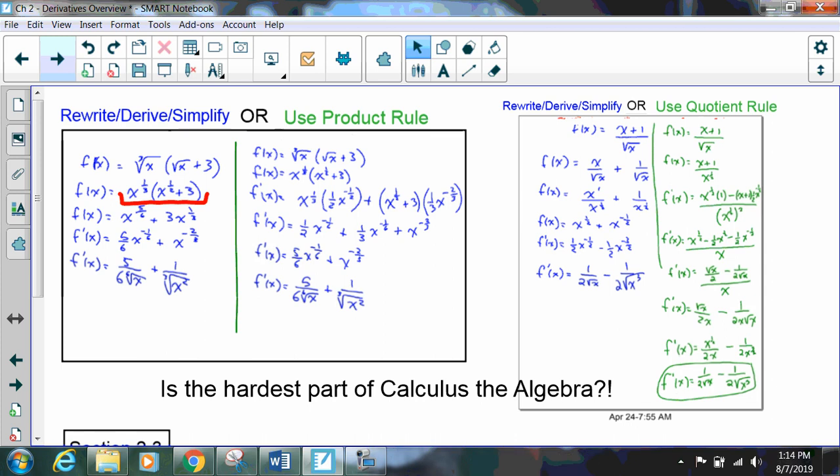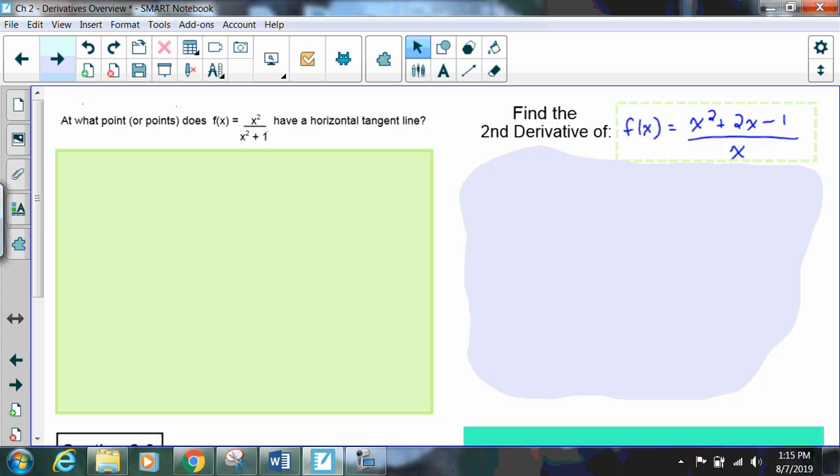So once again, pause if you want to look at this work, just to remind yourself the whole point of this video is to reawaken those pathways to the knowledge that you did save somewhere in your brain from last year. All right, at what point does this function have a horizontal tangent line? You are free to write that down and do it before and pause this video. I'm going to go ahead and show the answer.